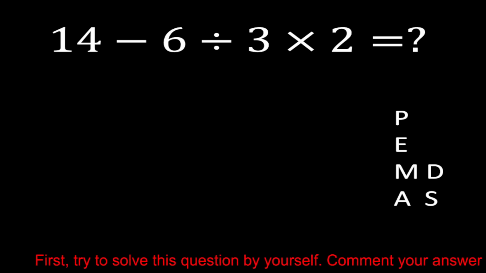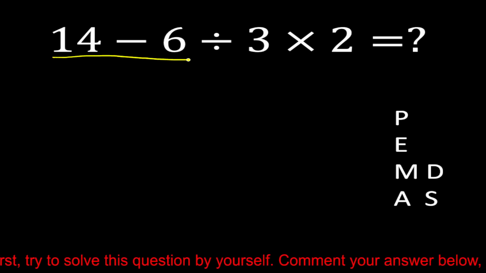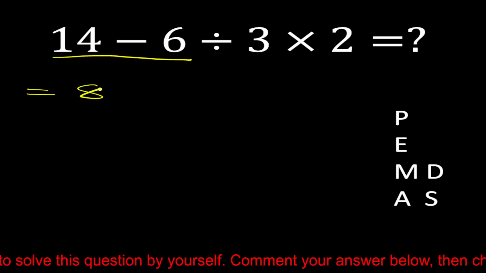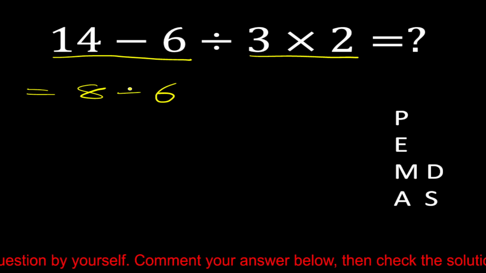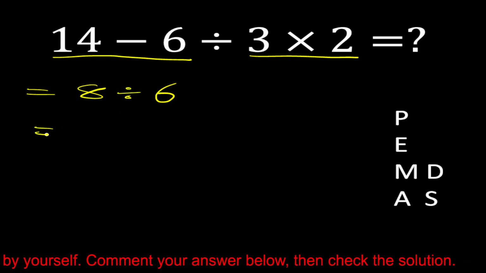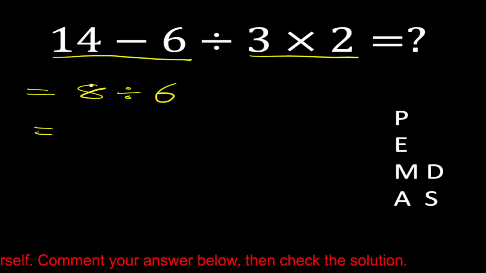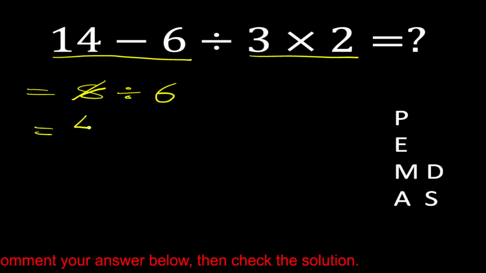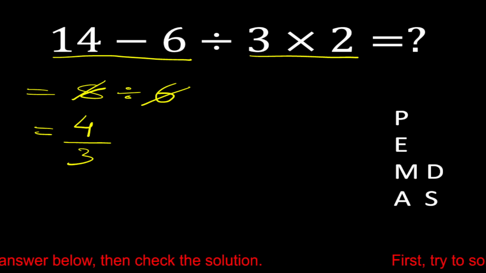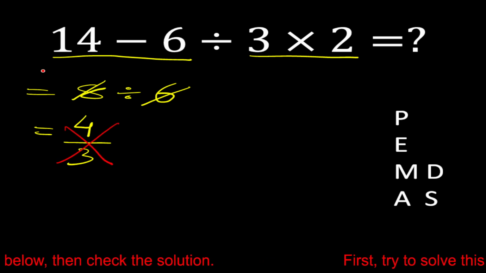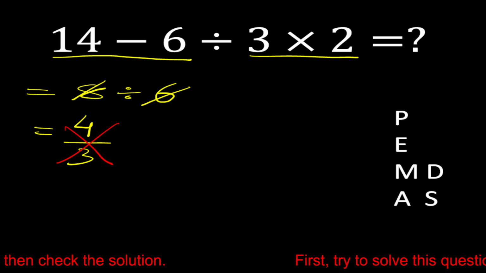So most people solve this question like 14 minus 6 is equal to 8. Then 3 multiplied 2 is equal to 6. Now 8 divided by 6 is equal to 8 divided by 2, which is 4, and 6 divided by 2 is equal to 3. So 4 upon 3. But this answer is not correct. This answer is completely wrong.